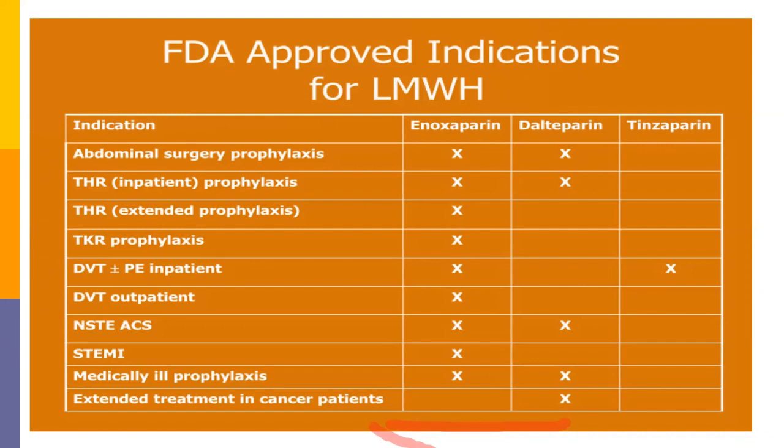So I think you can get the reason why we chose the discussion to be mainly on enoxaparin and not any other low molecular weight heparin. Enoxaparin is approved in almost all indications of low molecular weight heparin. So it's the reason we are here tonight to discuss more of enoxaparin other than the other low molecular weight heparins. Next slide.